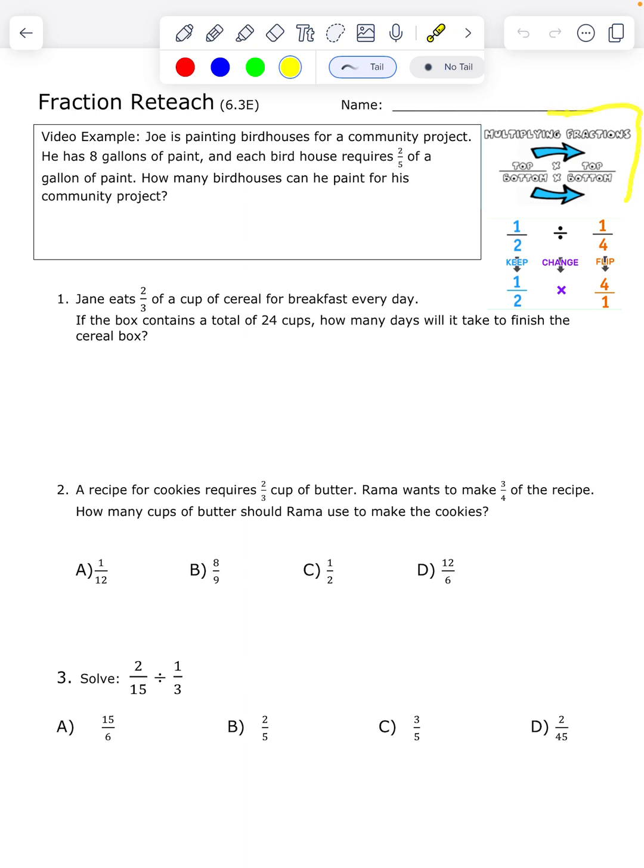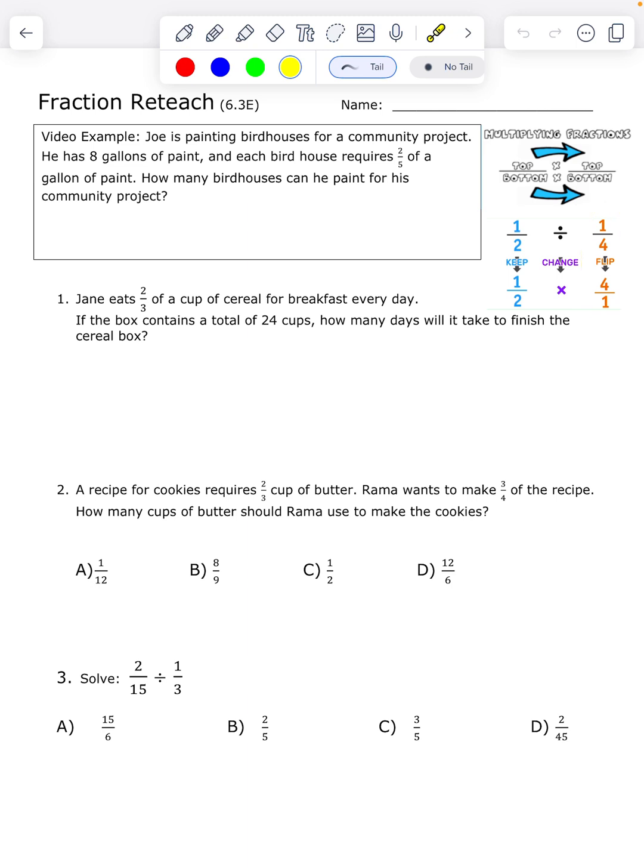If we are multiplying, our rule is top times top, numerator to numerator, and bottom times bottom, denominator to denominator. If we are dividing, our rule is going to be keep, change, flip, where we keep our first fraction the same, we change from division to multiplication, and we flip our second fraction over using the reciprocal.